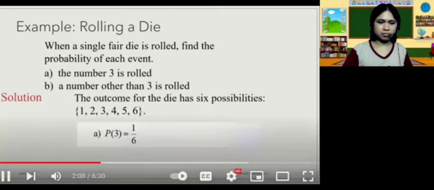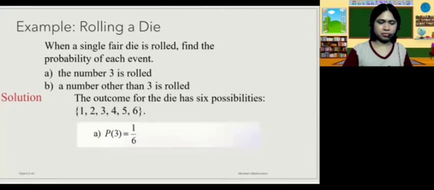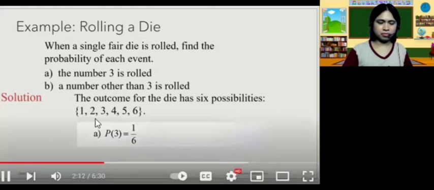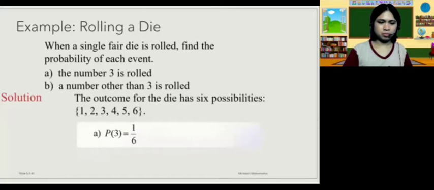The probability of a number other than 3: we have to count the number of favorable outcomes. Everything except 3, so 1, 2, 4, 5, 6, or 5 outcomes. So we would divide 5 by 6 to get the probability. There's a relationship.